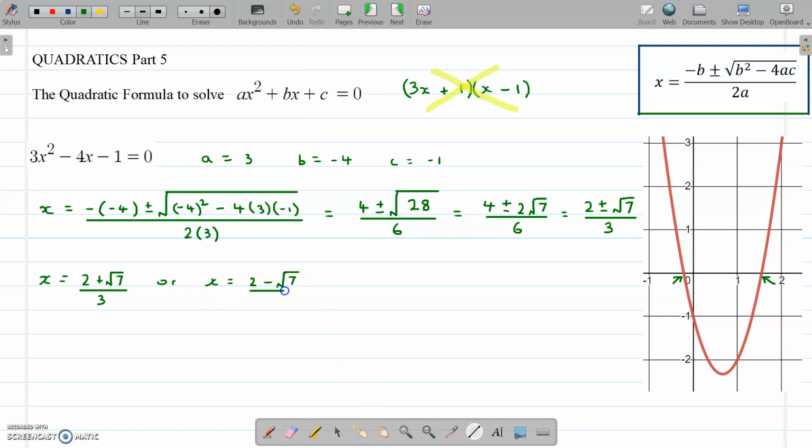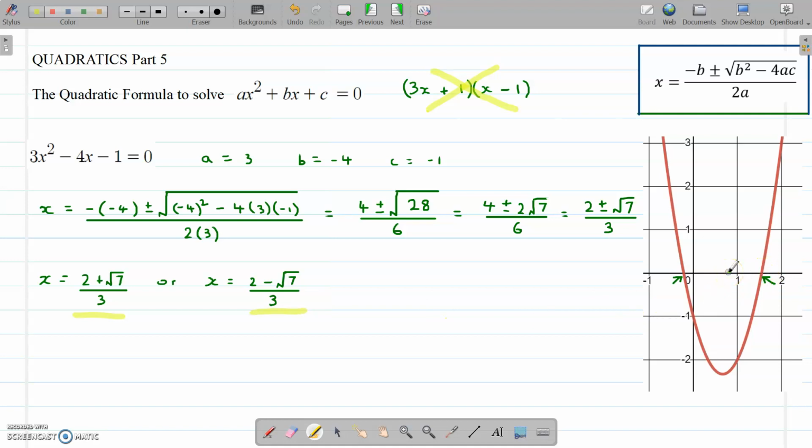Now, if this was a non-calculator paper question, then it would say leave your answers as simplified surds, and that's what you've done here, and they would be the answers exactly as they are there. And you should be able to identify which is which. The one on the left here is the smaller of the 2 solutions, which would be this one here, and the 2 plus root 7 over 3 would be the value of this.